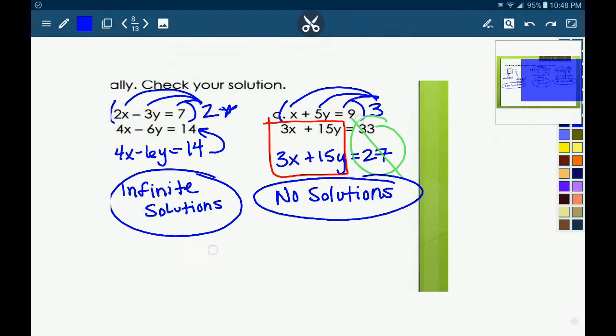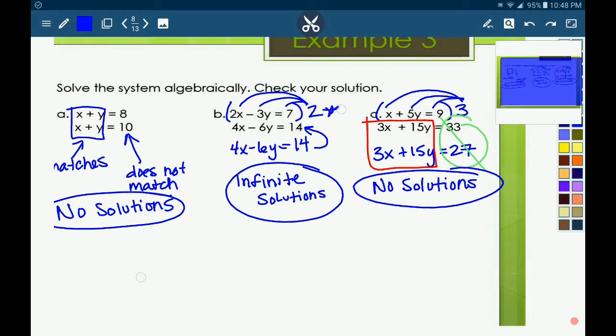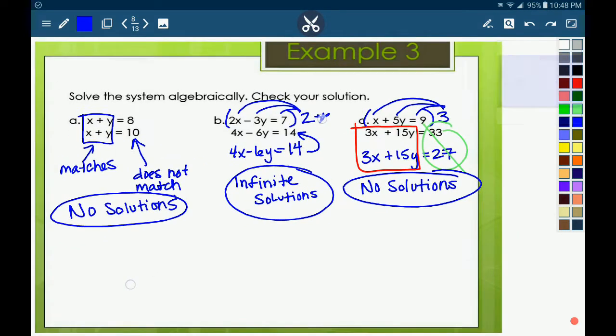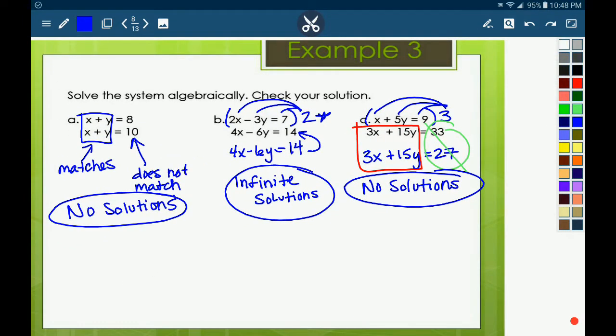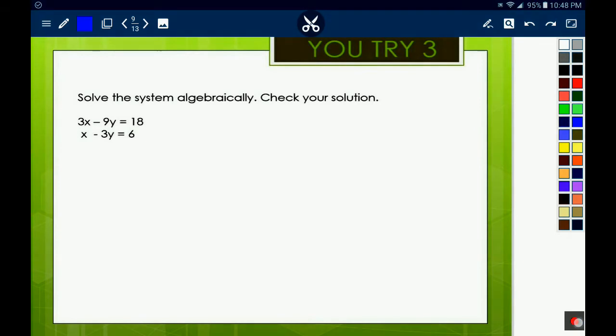Okay, so still practicing, looking out for if we cannot find what the solution is, what would be the option, the no solutions or infinite solutions? So go ahead and give this a try in your U-Try.